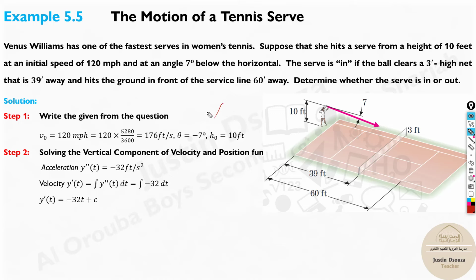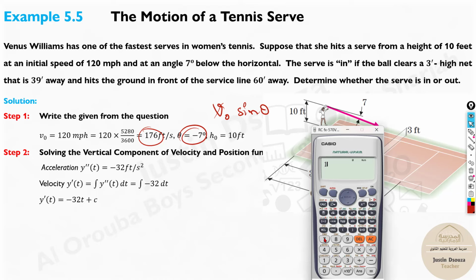A while ago. Now for the vertical component, it's v naught sine theta. Here this is there and this is there. Now there is an important thing to remember. Let's take our calculators. Let's substitute it. 176, that is in feet per second, multiplied by sine minus 7 degrees, right? Is this a correct answer? That is wrong. Why? Because I had my calculator in radian mode. Now change it to degree mode. This is the correct answer. I hope this is clear.